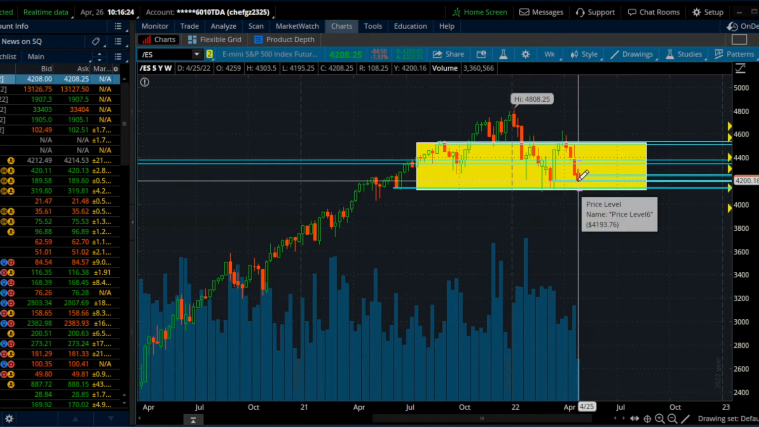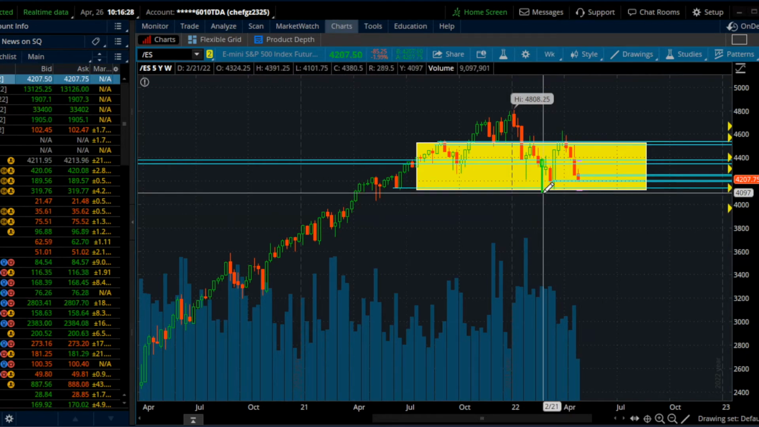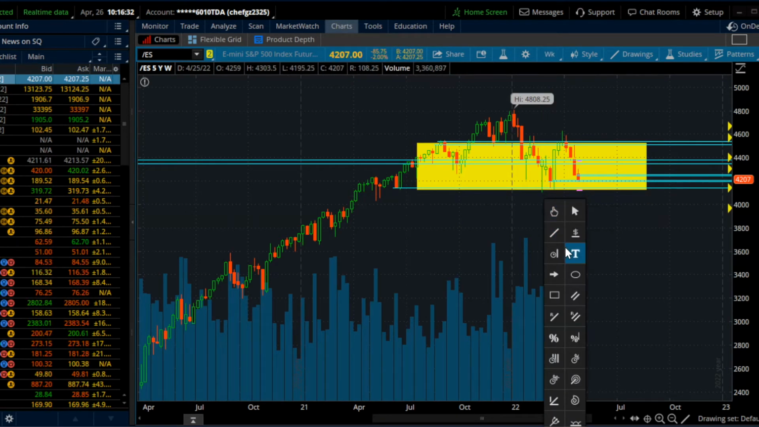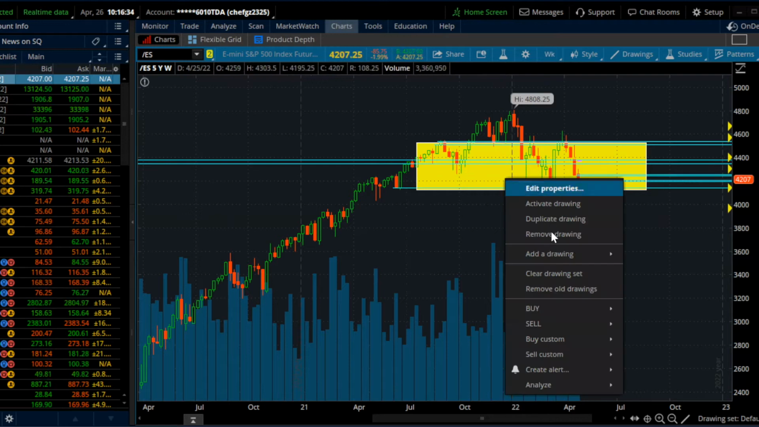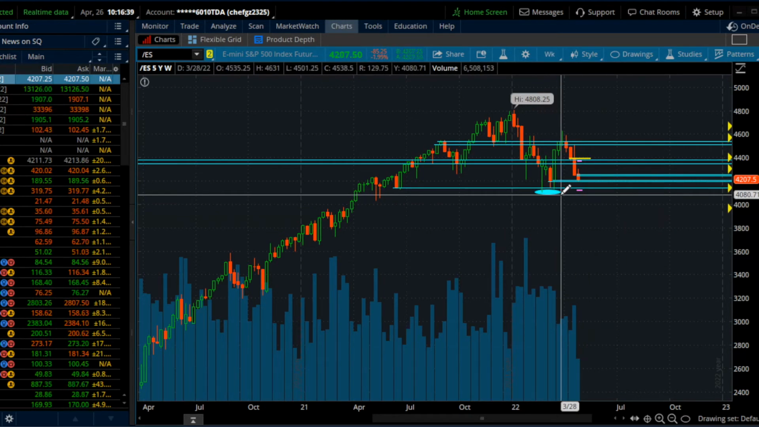Not this 42. This 42 is not a big thing. It's the 41 right here, this wick. The bottom right here, this green one right here. So hopefully you guys can see that. Let me just take off this yellow box and give you guys the ideal right here. That is the level that I really hope we hold.